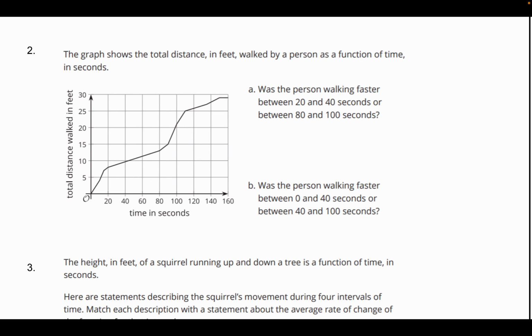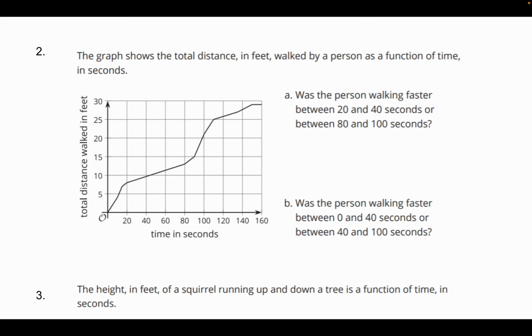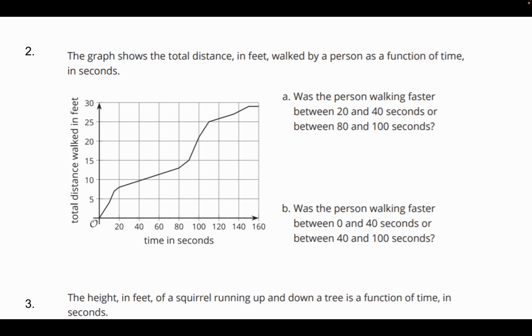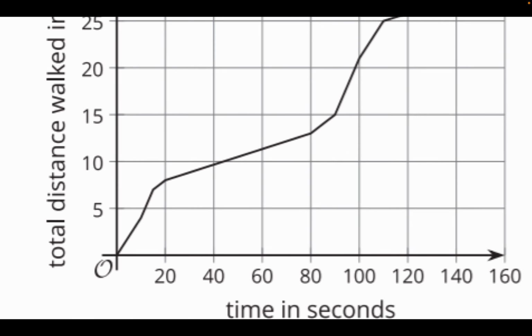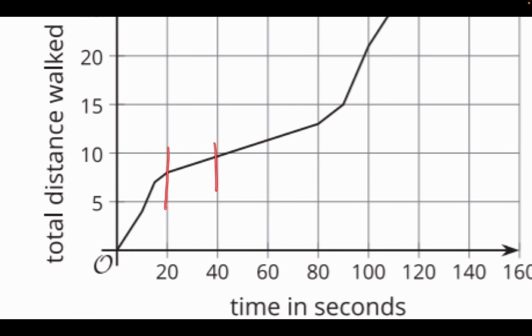For question 2, the graph shows total distance in feet walked by a person as a function of time. So was the person walking faster between 20 and 40 seconds or between 80 and 100? Let's analyze those pieces first. Between 20 and 40, we're just looking right here between 20 and 40.